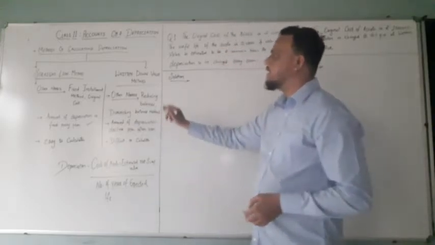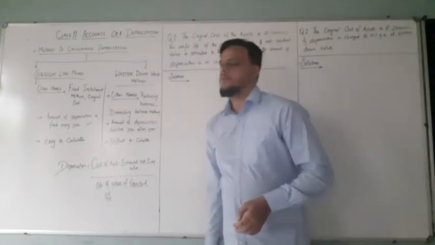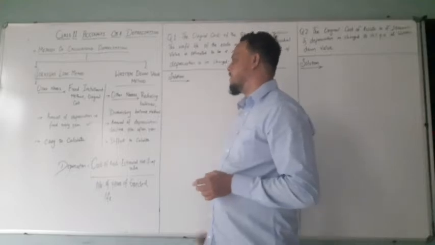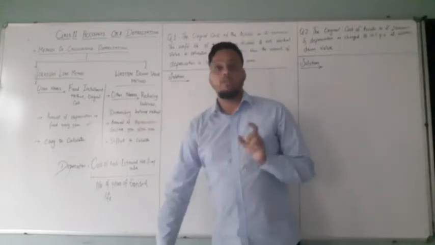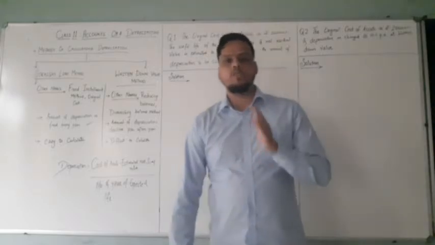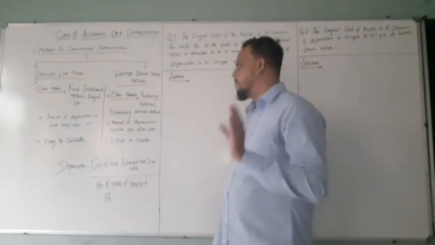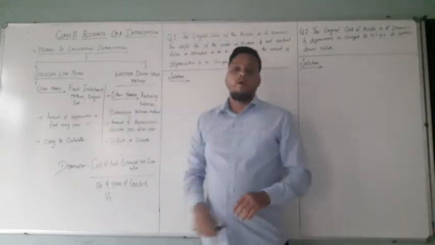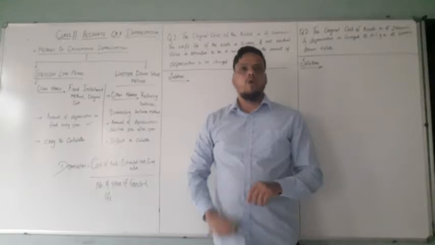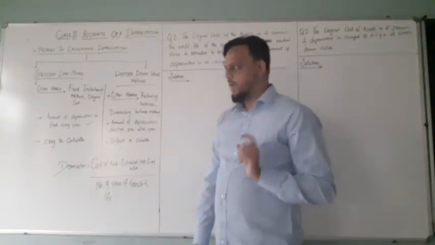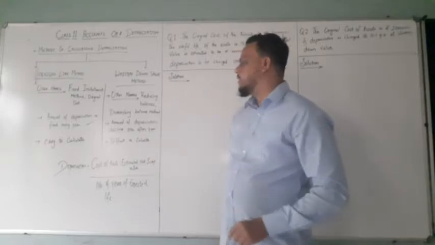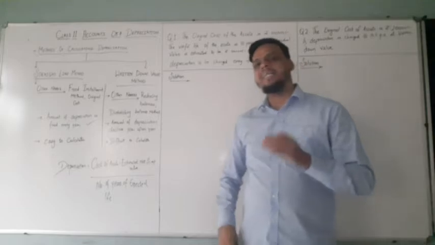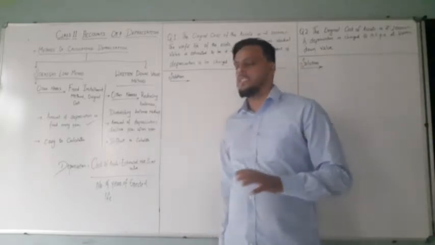On the other side, there is the written down value method. Under this method we have other names like reducing balance method and diminishing balance method. Here the amount of depreciation is not fixed. Be careful with the word: the amount of depreciation is not fixed. In the straight line method the amount is fixed on the particular machine, whereas here the depreciation is always diminishing, meaning declining every year.